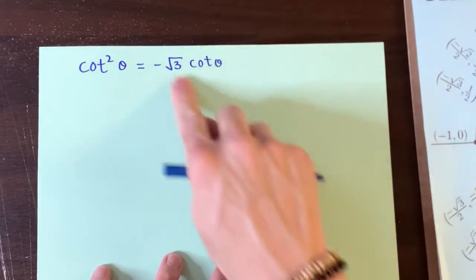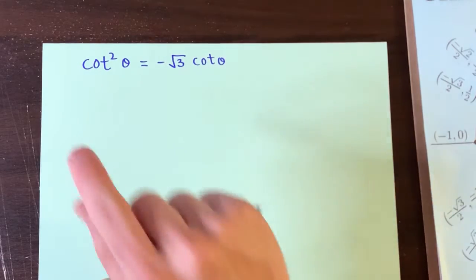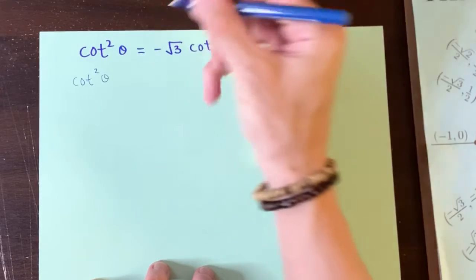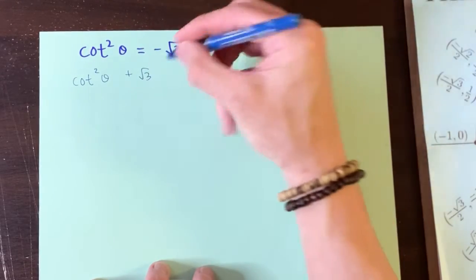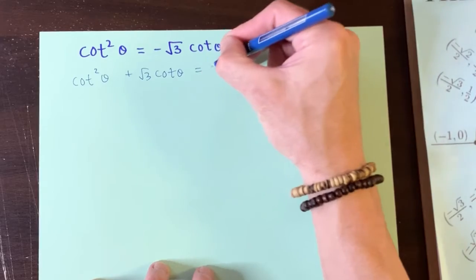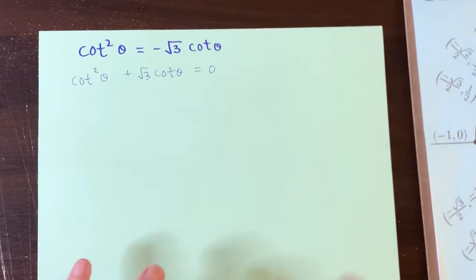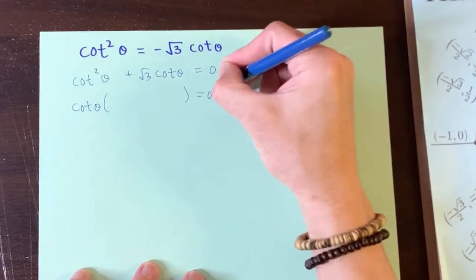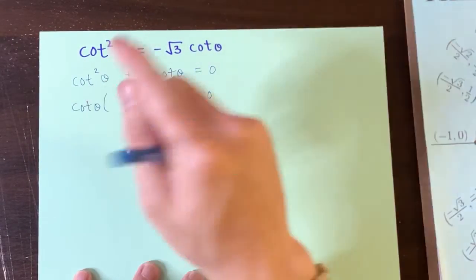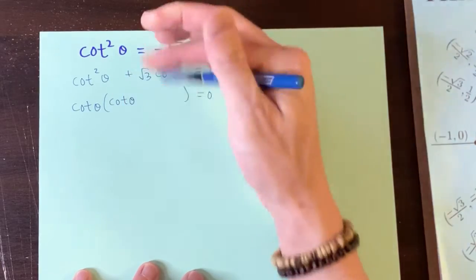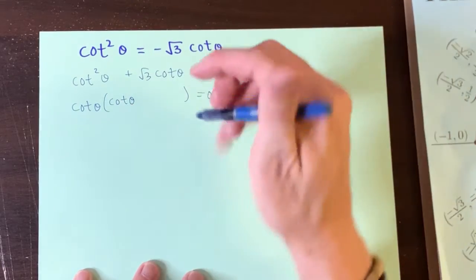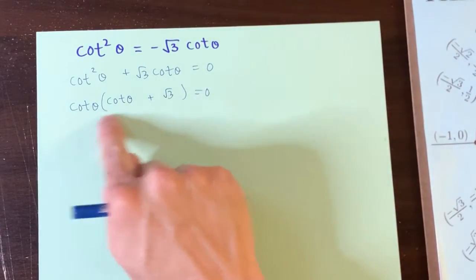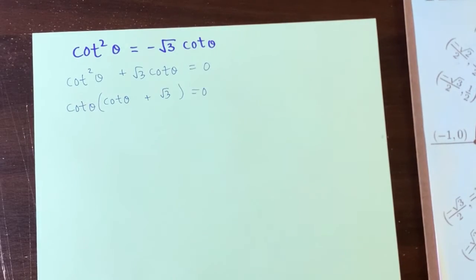So here again, we want a 0 on one side, so let's add this to the left-hand side. Doing so would give us cotangent squared theta plus square root 3 cotangent of theta equals 0. The common factor here would be cotangent of theta. And if you take away cotangent of theta from the square of cotangent of theta, there would be an extra copy left over, right? And then plus square root 3. So I think this is what we have. And if ever you're unsure, if you distribute, you should get back what you had before.